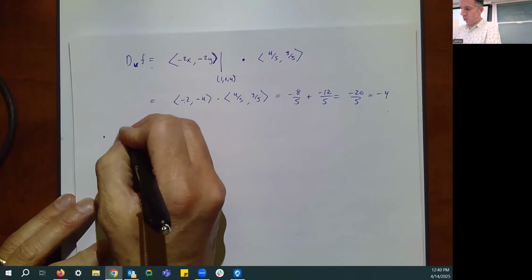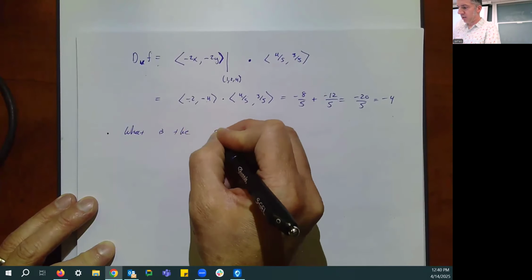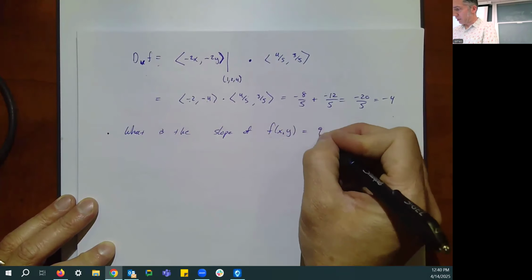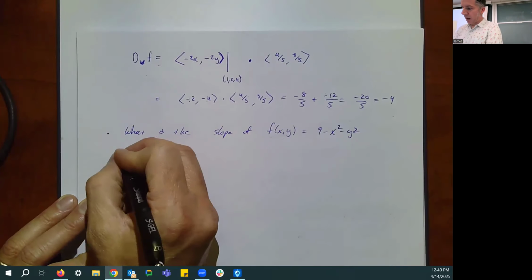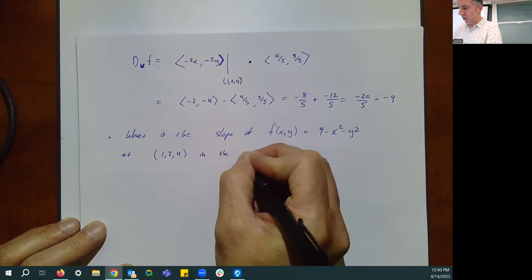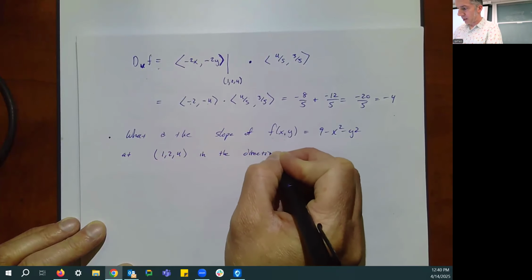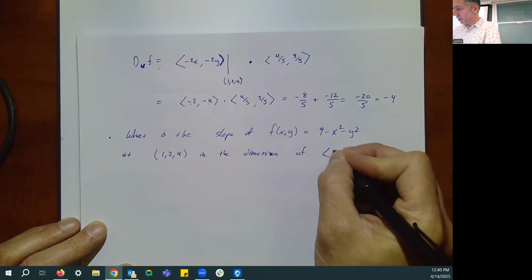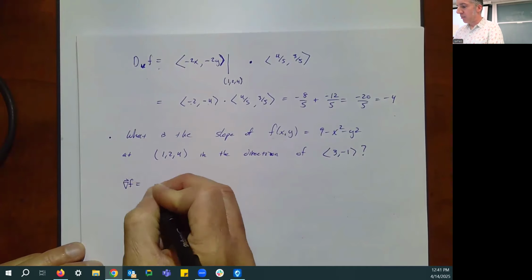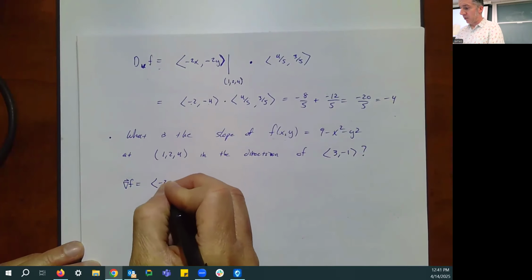So we could ask more questions like, for example, what is the slope of f of x comma y equal to the same function still, 9 minus x minus y squared at the point 1, comma 2, comma 4 in the direction of the vector 3 comma -1. So again, we have to find our gradient. Same gradient, right? Our gradient, at least before we plug in any values, is still -2x comma -2y.